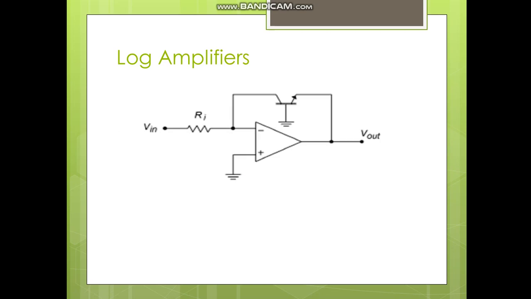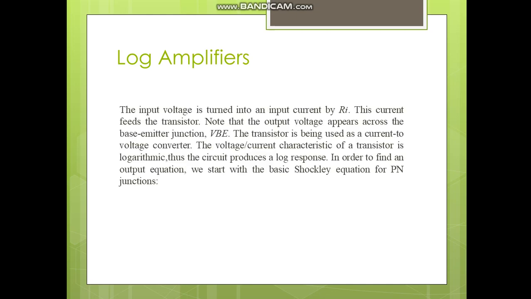So this is the logarithmic amplifier which uses a transistor. Ri is the input resistor, Vin is the input voltage and Vout is the output voltage. So we are getting Vout at the transistor output VBE. So the transistor is being used as a current to voltage converter. Current value is converted to voltage value. The voltage current characteristic of a transistor is logarithmic. Thus the circuit produces a log response.